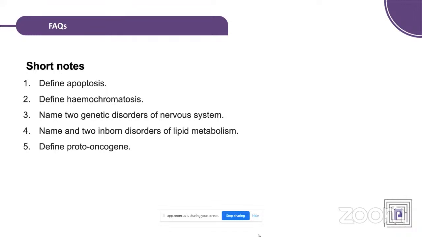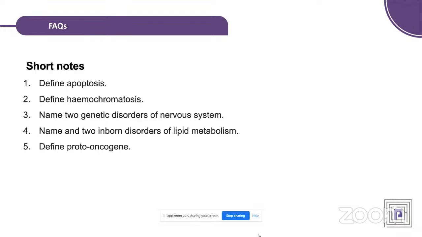So what is apoptosis? It is programmed cell death after any gene or DNA repair. If the cell is not able to repair the DNA, it will undergo apoptosis with the help of caspases. And then define hemochromatosis. Hemochromatosis is an iron overload, basically due to a genetic mutation in a gene. Name two genetic disorders of the nervous system.